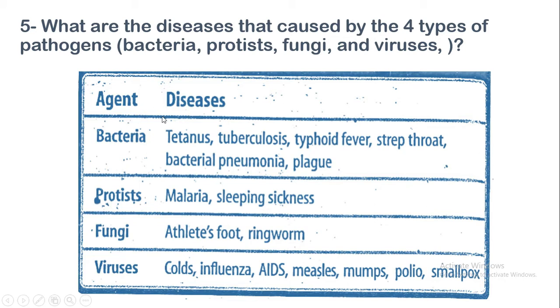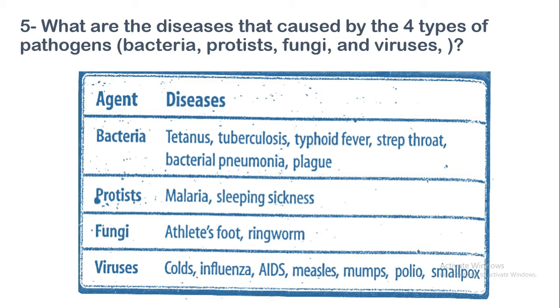There are 4 agents or 4 pathogens, right? There are many diseases that are caused by bacteria, many diseases caused by protists, and many diseases caused by fungi. It can be 2, but it's more than this. And there are many diseases caused by virus, like today we have cold, influenza, AIDS, measles, mumps, polio, smallpox, and also COVID-19, right? It's a virus that causes pneumonia, chronic pneumonia that kills many people worldwide.